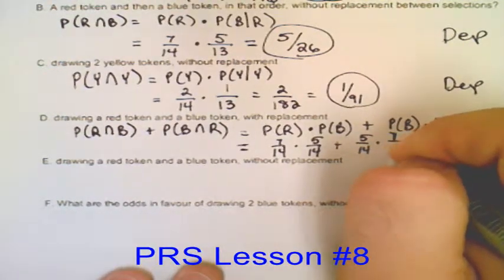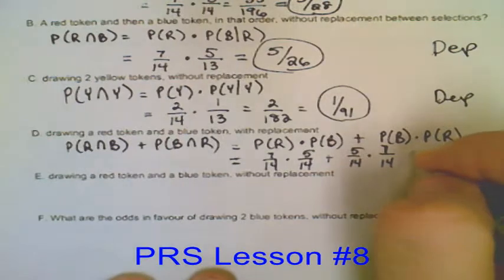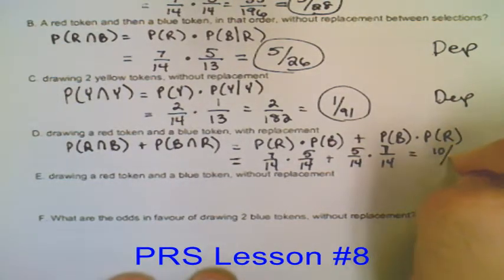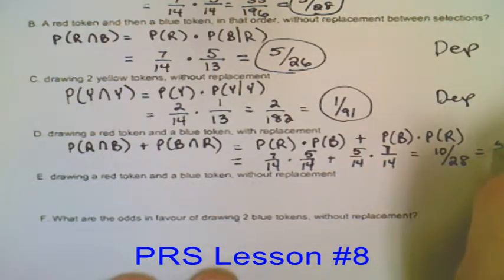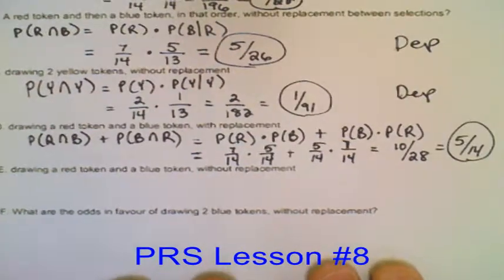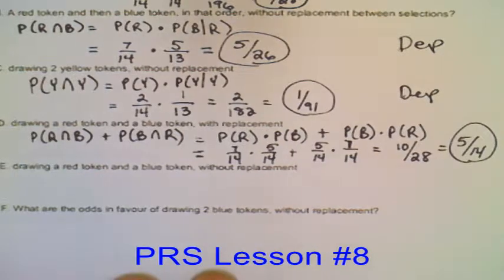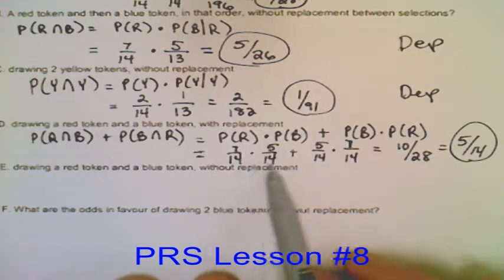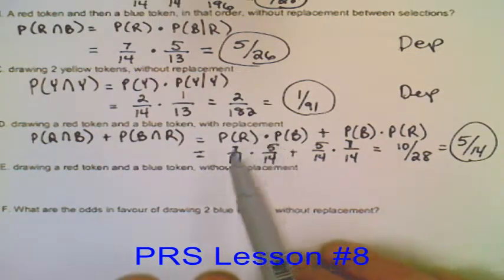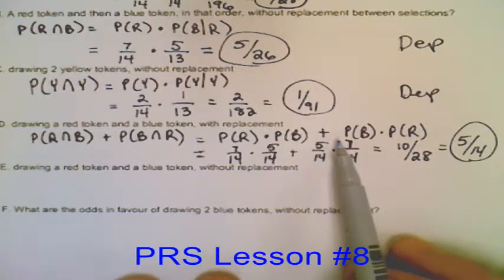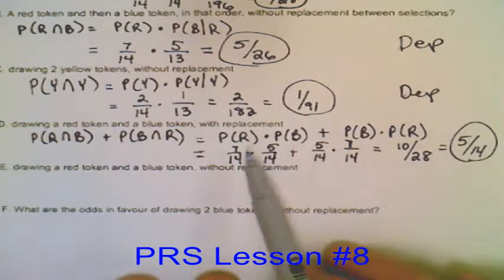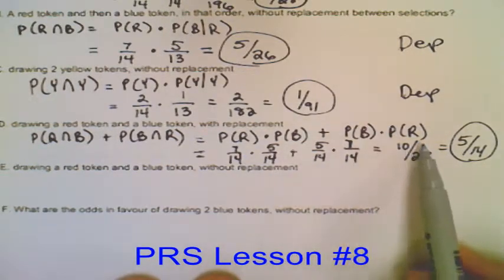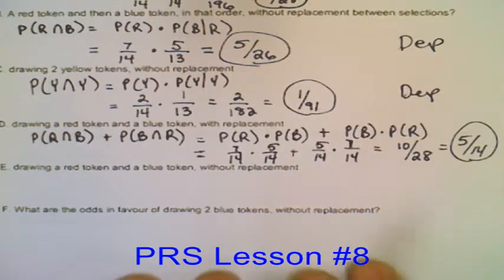So from here, red token is 7 out of 14. Times blue token, there are 5 out of 14. Okay, I actually did this before. 7 out of 14 times 5 out of 14 is way up here, and A is 5/28. Plus, I'm going to get 5 out of 14 times 7 out of 14. It's also going to be 5 out of 28, which is going to end up giving me 10 out of 28, which is 5/14. There's a 5 in 14 probability that this occurs.